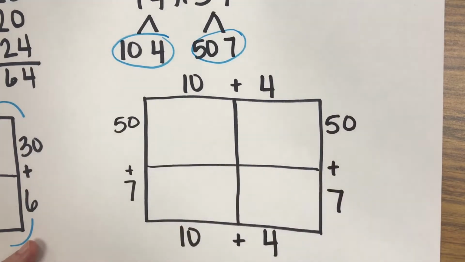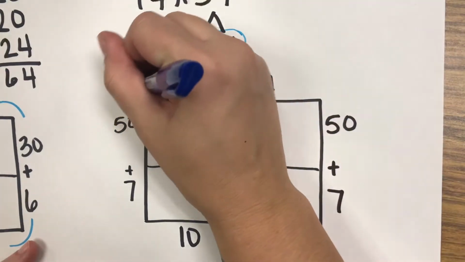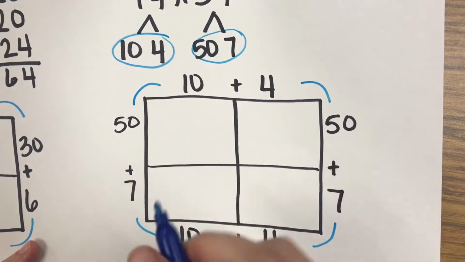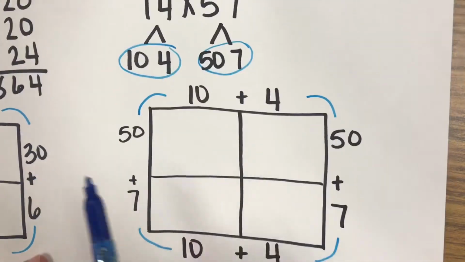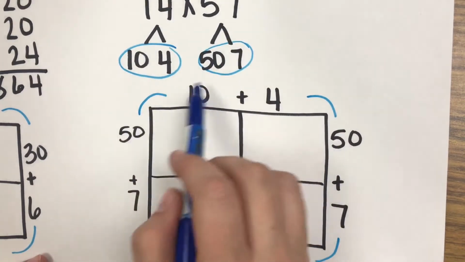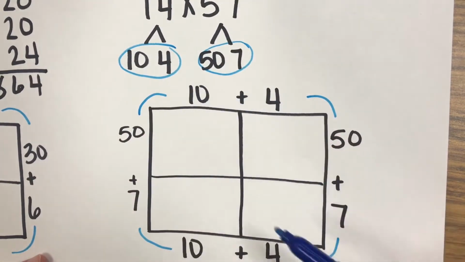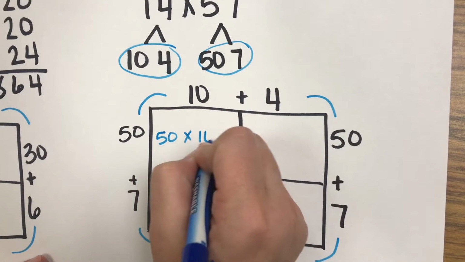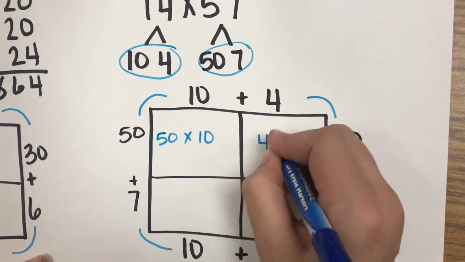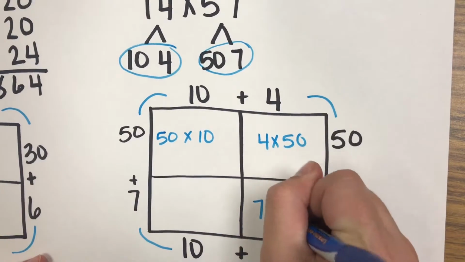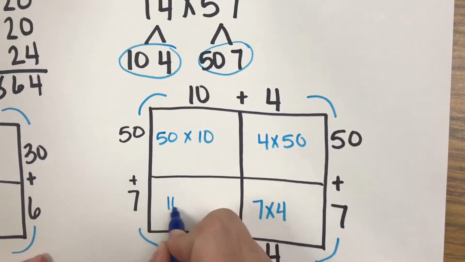I now have all my sides labeled, so I am now going to go from corner to corner, and I'm going to create my 4 equations. And I have 4 equations because I have 4 digits in 4 different places. I have 2 10s, 2 1s, 2 10s, 2 1s. And then each side is labeled with the 2 10s and the 2 1s. All right, so here we go. We have 50 times 10, 4 times 50, 7 times 4, and 10 times 7.